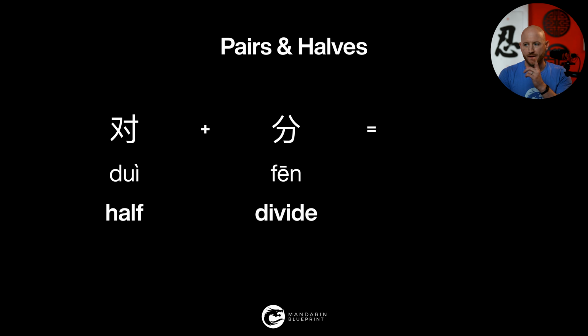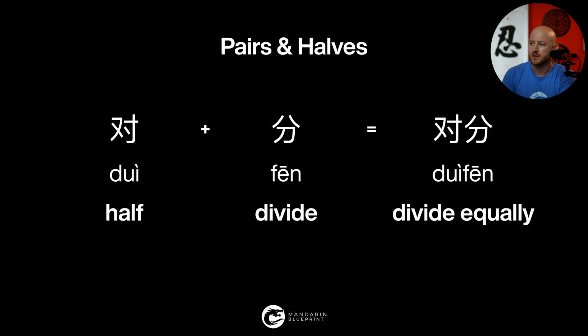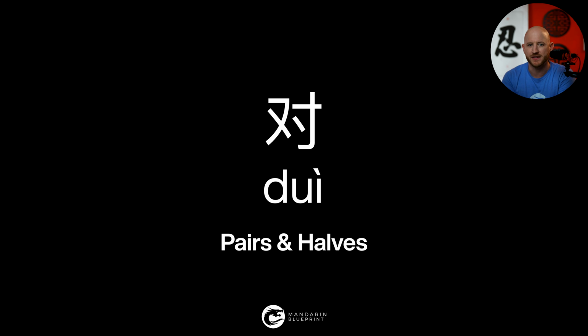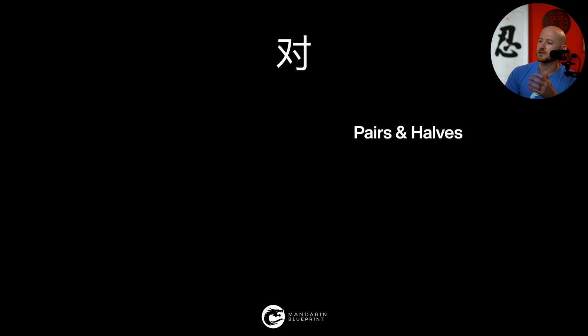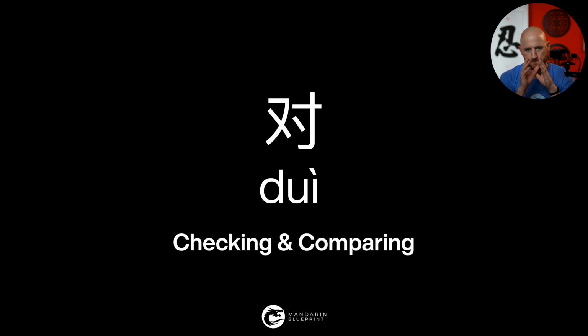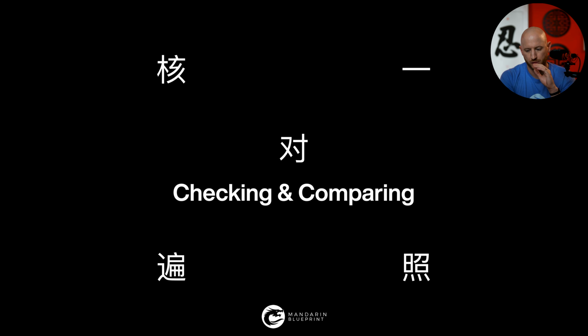And then you have 对分. And again, if you're thinking of 对 in terms of its half usage, well, this means divide equally. 对分. And usually you'll do that in the context of maybe work you're dividing equally, but you can use it in other contexts too. So there's 对, meaning pairs and halves. Well, what about if you want to check or compare things, like double checking facts or making side-by-side comparisons? You'll see how 对 can be used in this way. So let's take a look at this group of words.